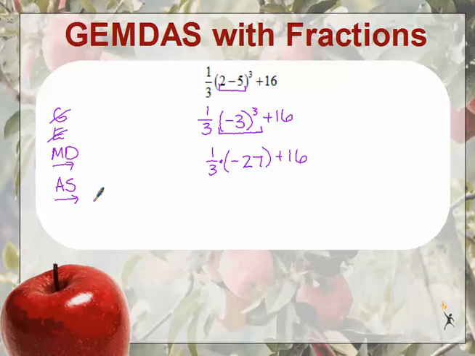I don't have any more exponents, so I'm stuck with multiplying or adding. Multiplying comes first. And remember, with the fractions, I'm going to type it in 1 divided by 3 times negative 27. So that's how you're going to have to type it in your calculator. If you do that, you actually get a whole number of negative 9. And then you still have plus 16. And then negative 9 plus 16 gives you 7.